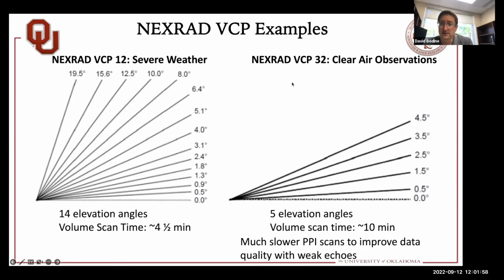In contrast, the clear air observations that NEXRAD does in VCP 32 only scan 5 elevation angles, but it takes 10 minutes to scan those. So the radar, in this case, rotates very, very slowly. This is done to improve the data quality that you get with the weak echoes, by collecting many more pulses than you would in the severe weather VCP.